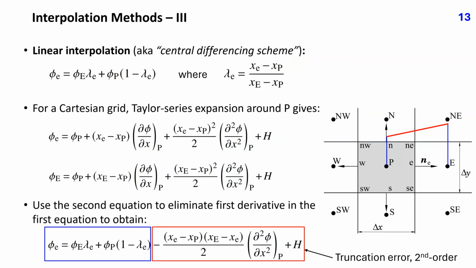Let us determine the order of this approximation. Taylor's series expansion around node P leads to the following expression for phi at the face center and at the center of the neighbor cell E. By using the second expression to eliminate the first derivative in the first expression, we obtain the following expression for phi E. The first two terms on the right hand side represent the linear interpolation, and the rest is the truncation error. We see that the leading term is proportional to delta x squared, irrespective of whether the grid is uniform or not. Linear interpolation therefore represents an approximation of second order.